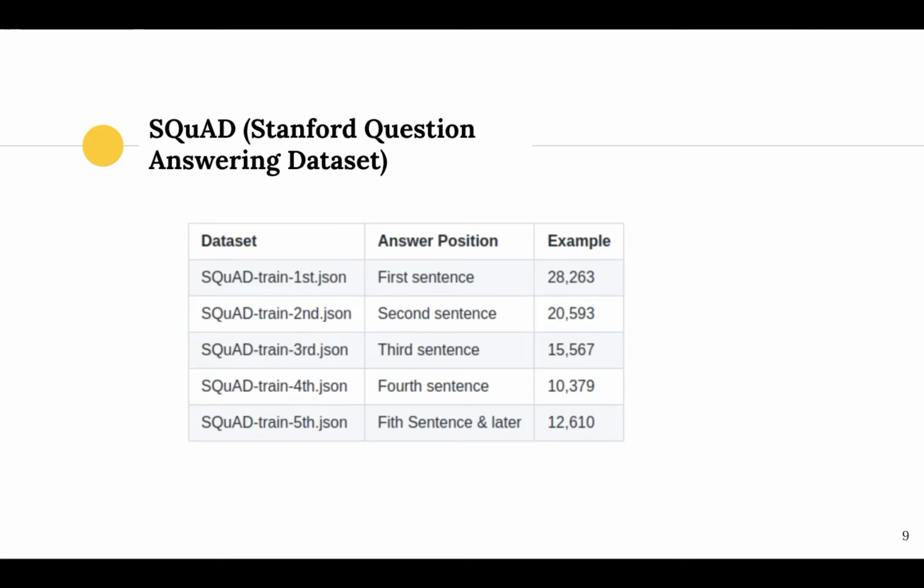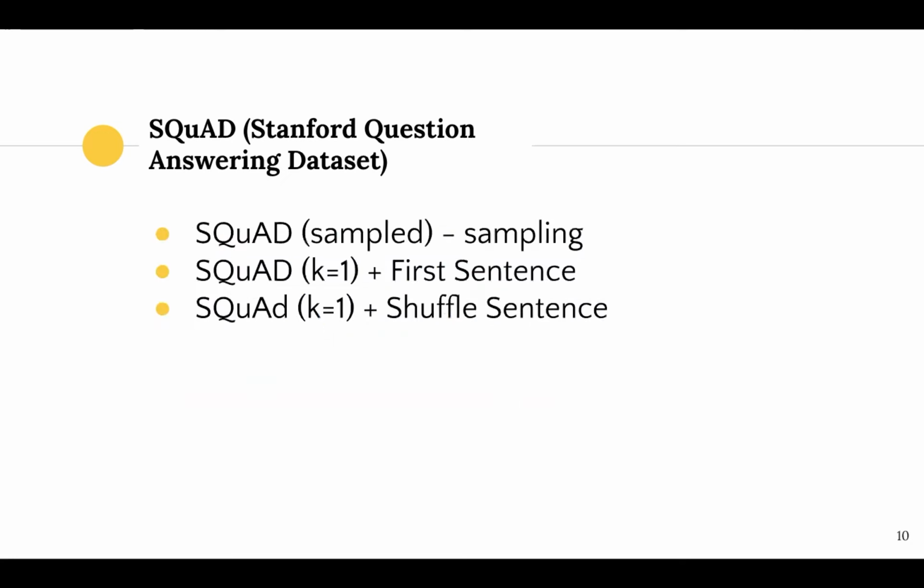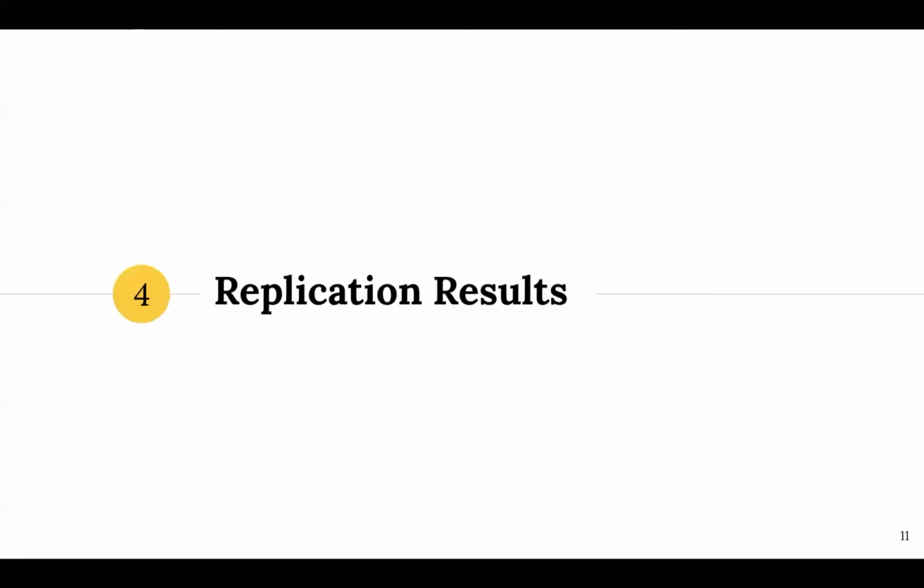For these experiments, we had 3 more datasets, which the authors call SQuAD sampling, SQuAD plus first sentence, and SQuAD plus shuffle sentence. The first one sampled the same amount of data as SQuAD k equal 1 case from the whole dataset. The second one truncates each context up to the first sentence, and the last one shuffles the sentences in the biased dataset. Now we move to replication results.